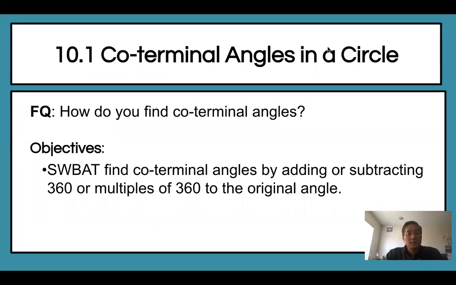Hi everyone. Finally, we are doing trigonometry. So today we are going to do 10.1 coterminal angles in a circle.